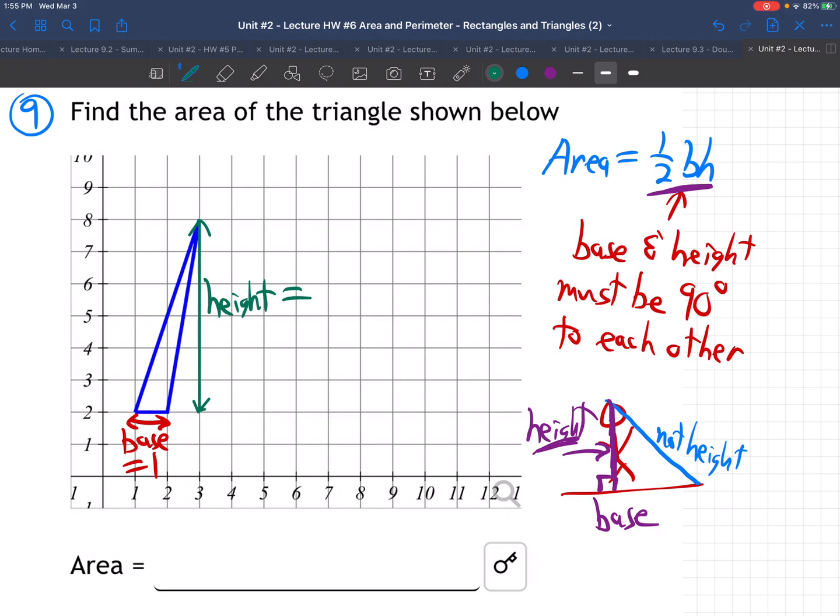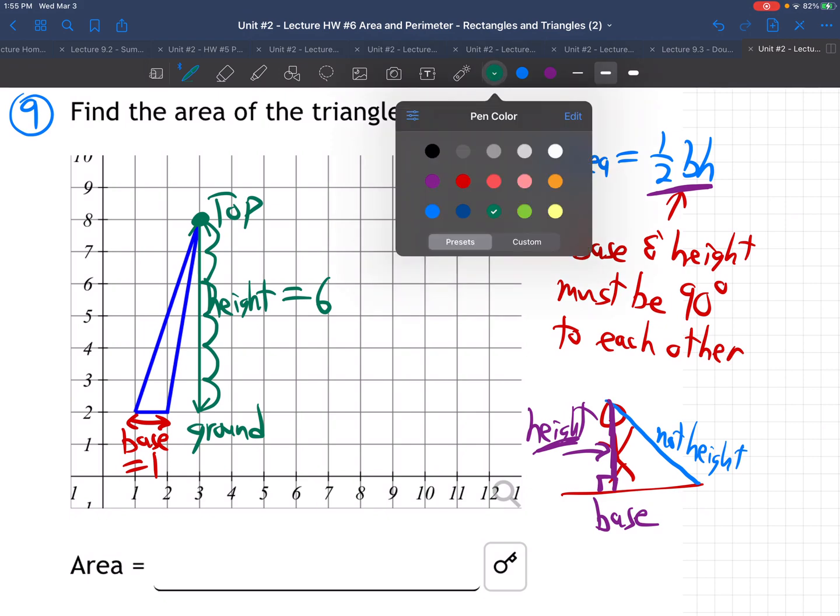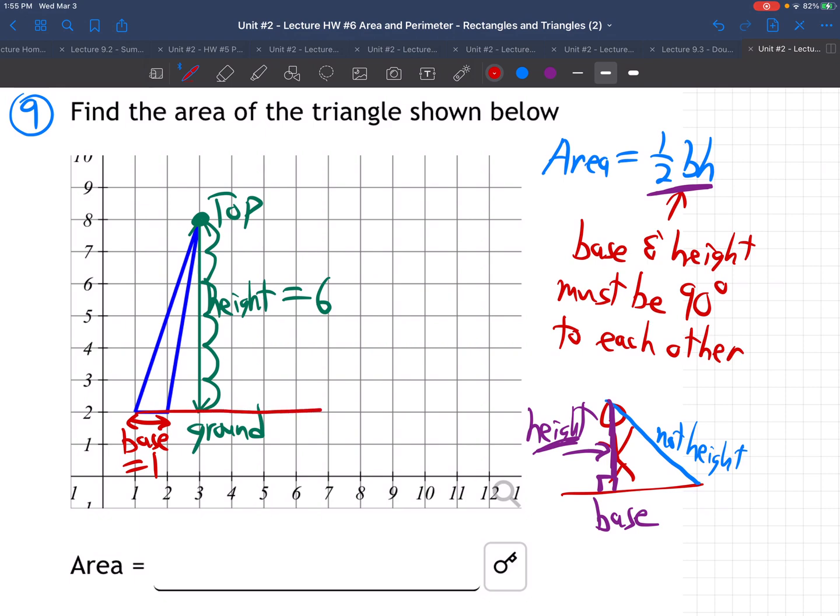And how many jumps is that? 1, 2, 3, 4, 5, 6. The height is 6. So the height is from the tip top straight down to the ground. Even though the base doesn't go all the way over there, that's still height, right? Height is straight down to the ground, the extension of the base. If you extended the base, that's the ground. So the height is 6, the base is 1.